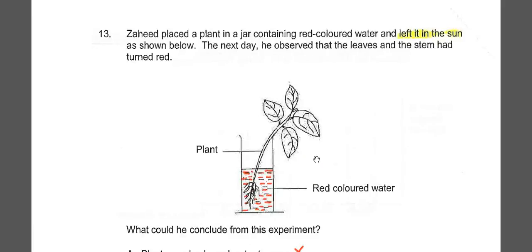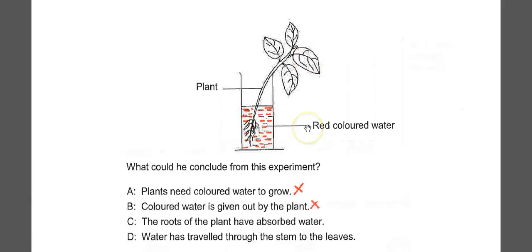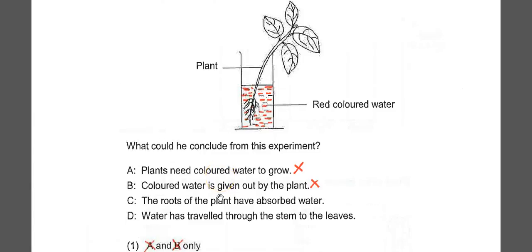Now this is a plant containing red water left in the sun as shown. The next day he observed that the leaves and the stem had turned red. It has turned red because the water is the coloring. Just follow the water being absorbed through the roots, and the water spreads all the way through the plant. This whole thing became reddish. So what's our conclusion? If you can see the plant turn red, the answer is, what do you think?